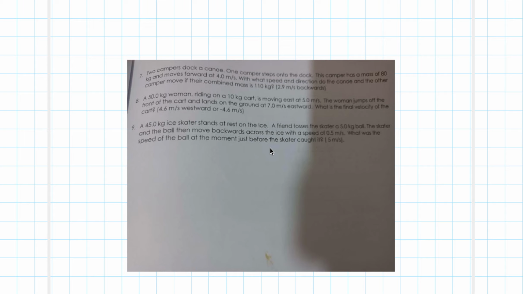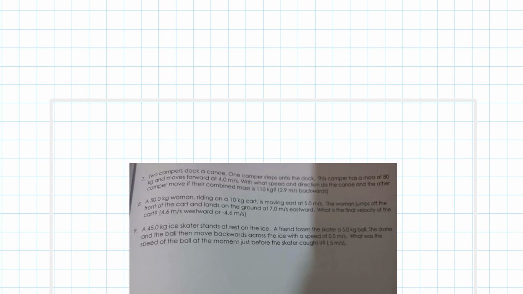So the first question we have is: two campers dock a canoe, and one camper steps onto the dock. The camper has a mass of 80 kilograms and moves forward at 4 meters per second. With what speed and direction do the canoe and the other camper move if their combined mass is 110 kilograms?